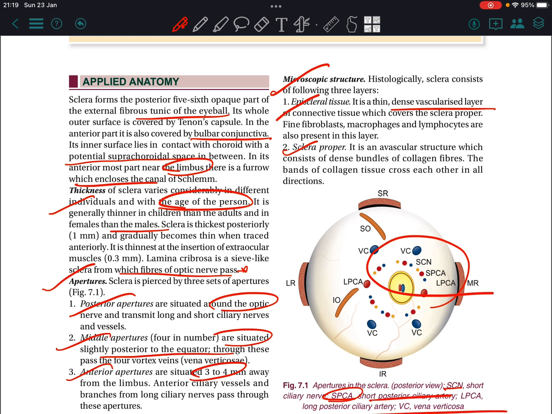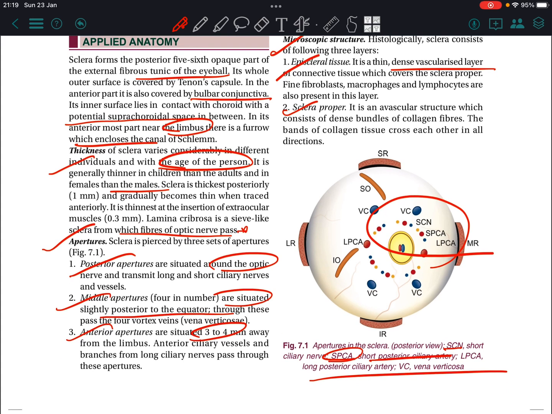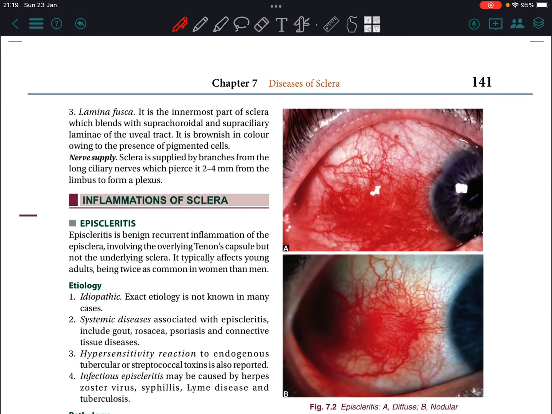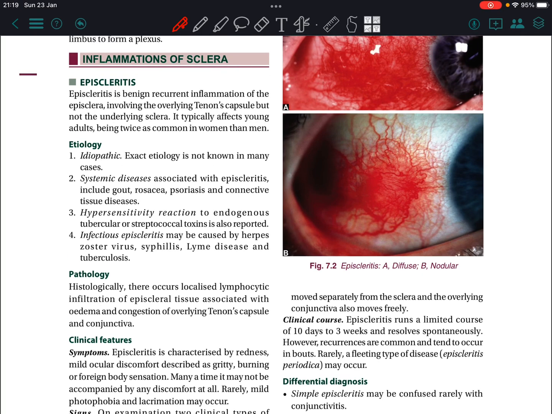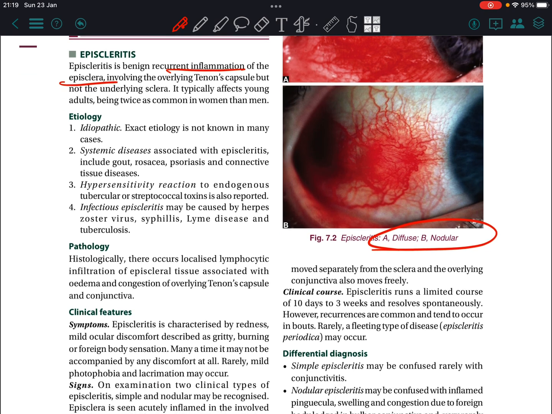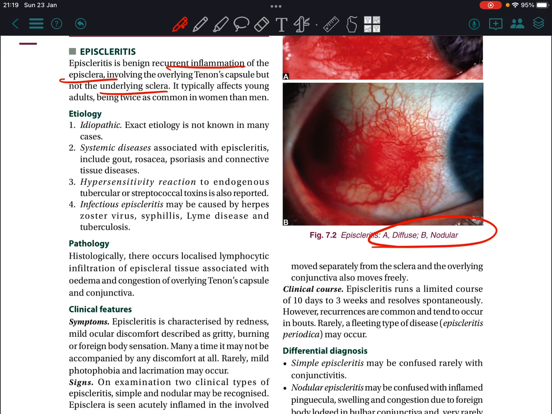Episcleral tissue is a thin, dense vascular layer of connective tissue which covers the sclera proper. Sclera proper is an avascular structure which consists of dense bundles of collagen fibers. Inflammation of episclera is episcleritis, of two types: diffuse and nodular. It is a benign recurrent inflammation of the episclera involving the overlying Tenon's capsule but not the underlying sclera. It typically affects young adults, being twice as common in women than men.